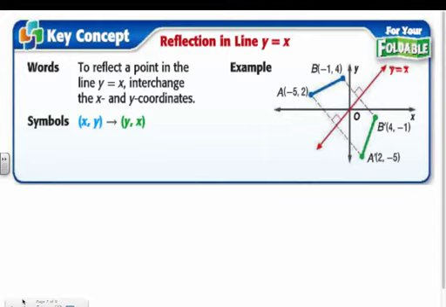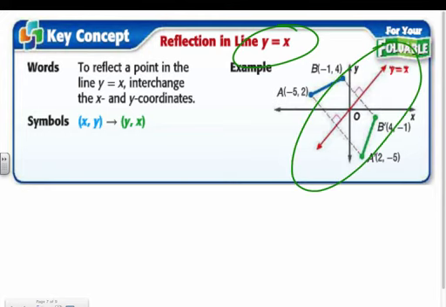And lastly, the other thing we could reflect it in is the line y equals x. That line y equals x, basically whatever x is, that's what y is. So if I look at my line, which is right here, when y is 1, x is 1. When x is 2, y is 2. So 1, 1, 2, 2, 3, 3, 4, 4. That's why it makes that diagonal line right through the origin.